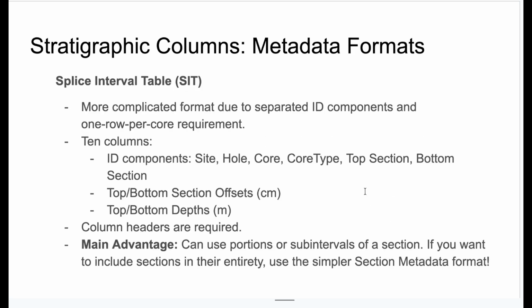The second metadata format, splice interval table or SIT, is significantly more complicated. It consists of 10 columns, many of which are ID components, and then a top and bottom section offset in centimeters, indicating the portion of a section or sections to include, and top and bottom depths in meters that indicate where in the strat column those portions should be placed. In this format, column headers are required. The main advantage of this format is that you can use portions or subintervals of a section, unlike section metadata. If you want to include sections in their entirety, we again recommend using the simpler section metadata format.